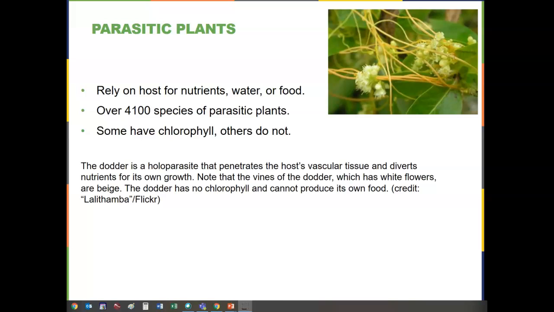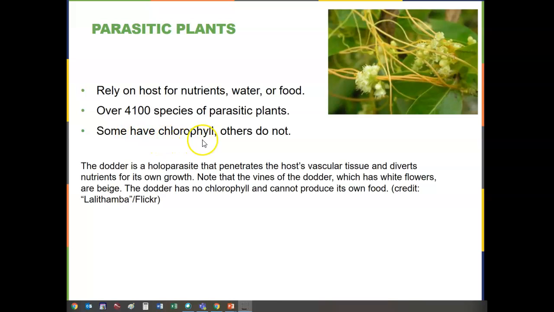Now, just some interesting little tidbits about plants. Most plants are autotrophic. However, there are quite a few that are parasitic to some degree. 4,100 species is indicated right here, which is a very large number of plants. Remember, there's about 1,000 species of gymnosperms and about 300 species of flowering plants. And the vast bulk of the parasites we're talking about, and indeed the vast bulk of these parasitic plants are going to be flowering plants, angiosperms.